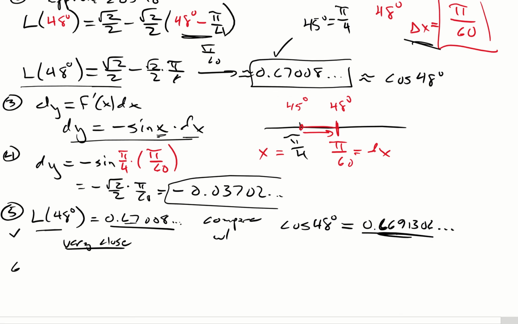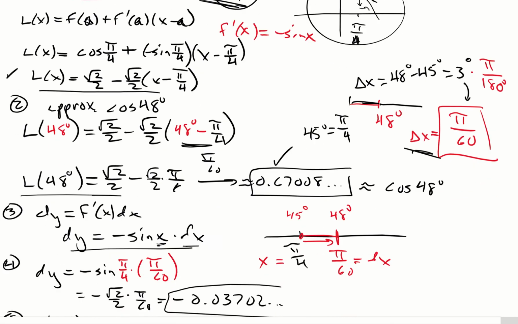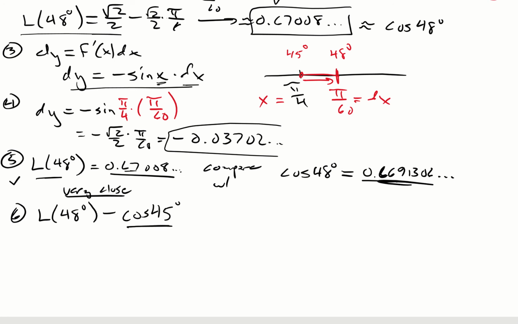So the last problem, 6, is an interesting question. How does the differential fit into all of this? Well, this is where I think I did the following. I did L of 48 degrees minus cosine of 45 degrees. So this is the actual place we started, but we bumped up 3 degrees, and we're just looking at the difference here.